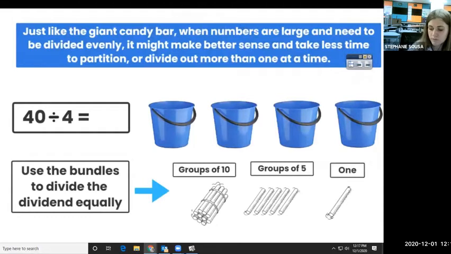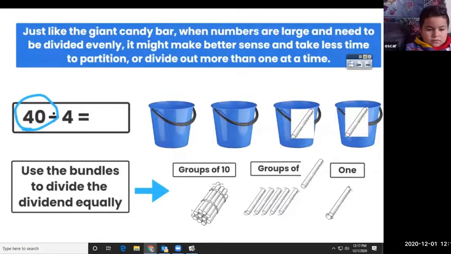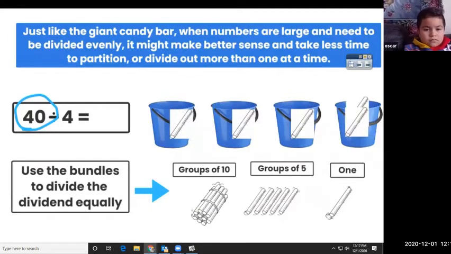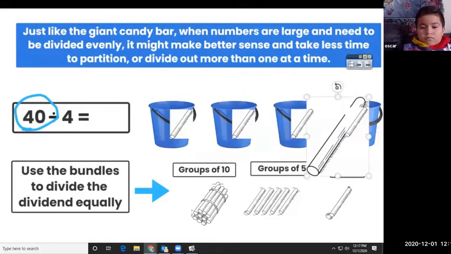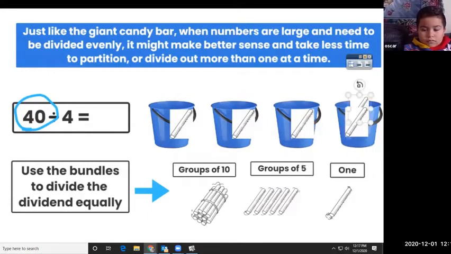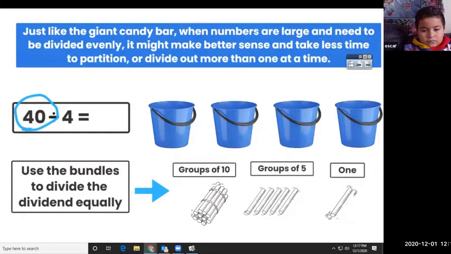So just like with the giant candy bar, we're going to take our larger dividend of 40 in this case. 40 is our dividend. And we're going to break it into 4 buckets. But instead of taking one at a time, one for you, one for you, one for you, oh, that would take a very long time. Instead of doing it that way, what we're going to do is share chunks at a time. So let's see what that might look like.